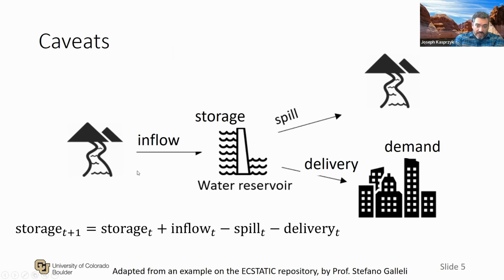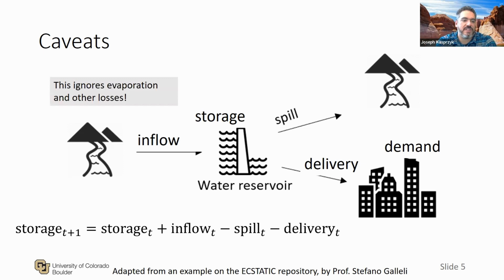So what are some caveats, and what are the types of things that we're going to explore as we go further in the class? Well, the first thing is that we're not going to be calculating any evaporation or any other kind of losses, both from the storage in the reservoir as well as no losses as far as conveyance of the spill and the delivery and so forth.